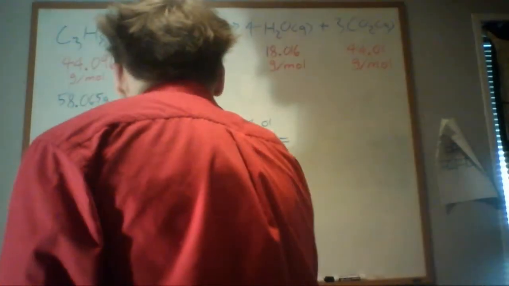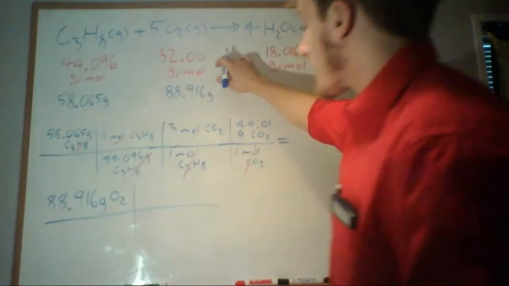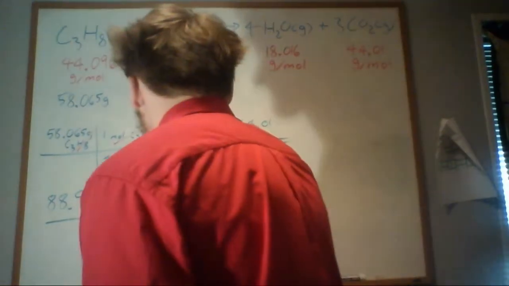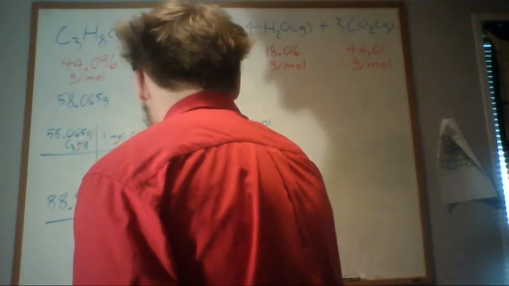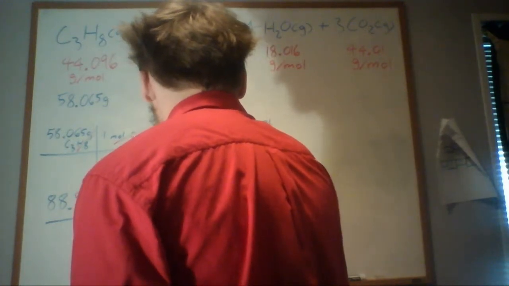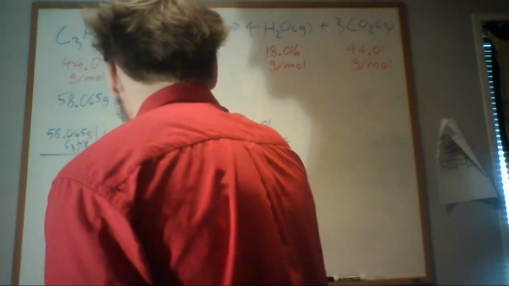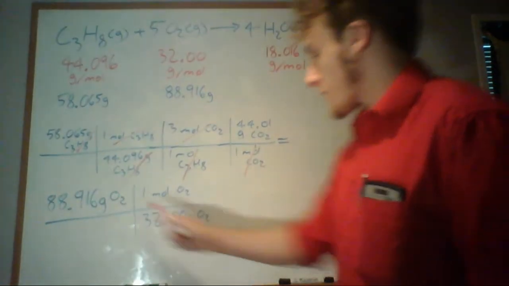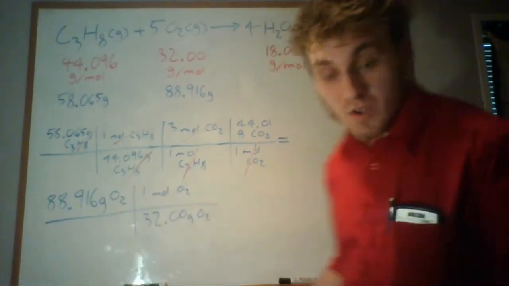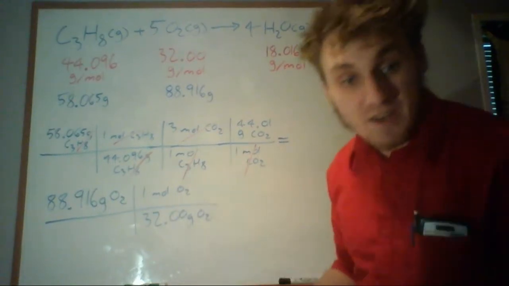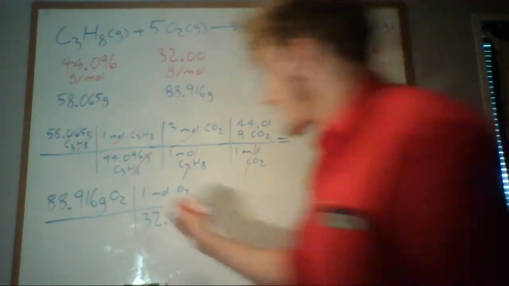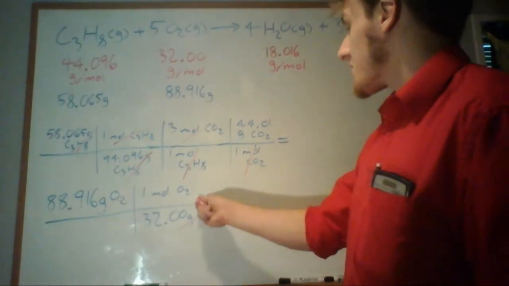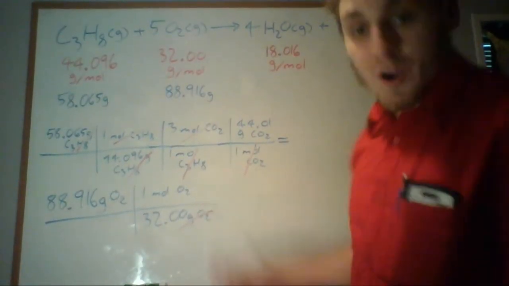So, using the molar mass here as a conversion factor, looks like we have 32.00 grams of O2 for 1 mole of O2. We have grams of oxygen in the numerator, and grams of oxygen in the denominator. They'll cancel out. And now we can go from moles of oxygen to moles of carbon dioxide.